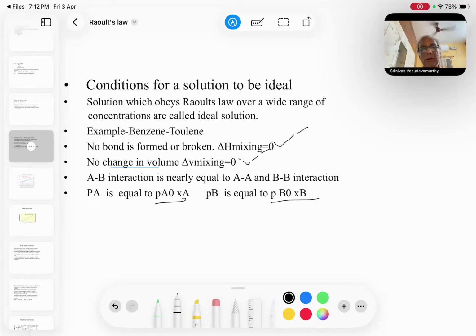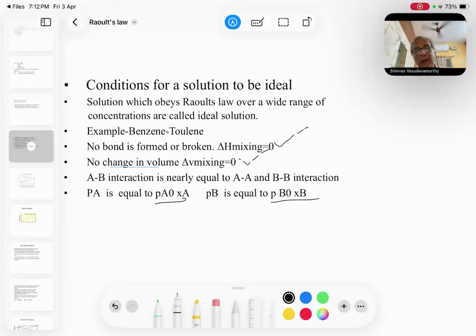So what does an ideal solution mean? A solution which obeys Raoult's law. If you write just Raoult's law, it's not sufficient. You should mention it as over a wide range of concentration. Example, benzene, toluene. No hydrogen bond is formed or broken here, so no enthalpy change, delta H mixing equal to 0. No volume change, delta V mixing equal to 0. PA equal to P naught A into mole fraction of A.